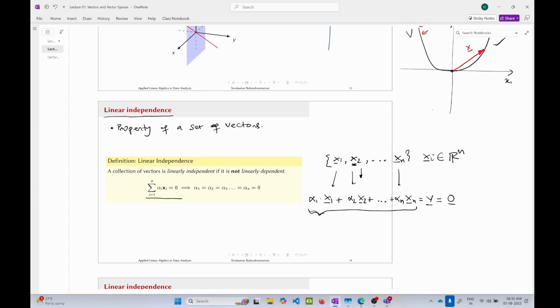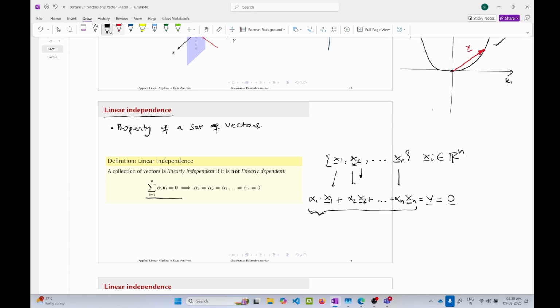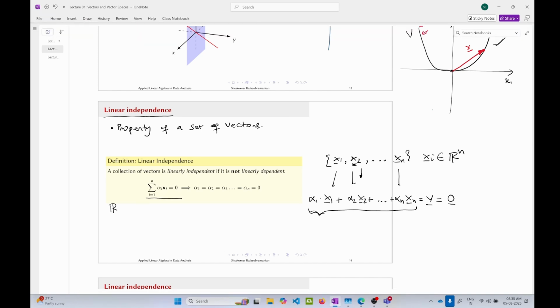So, let's again do some examples. You can just remember this for now. This is very important. Let's take R. Let's say I take a small subset of R, the set containing 5. 5 is from R, so this is a subset of R. I ask, is V a linearly independent set?